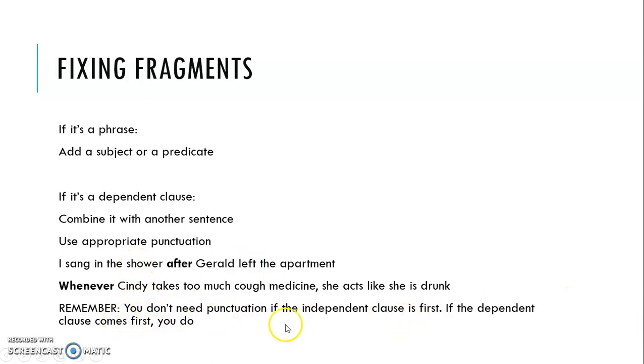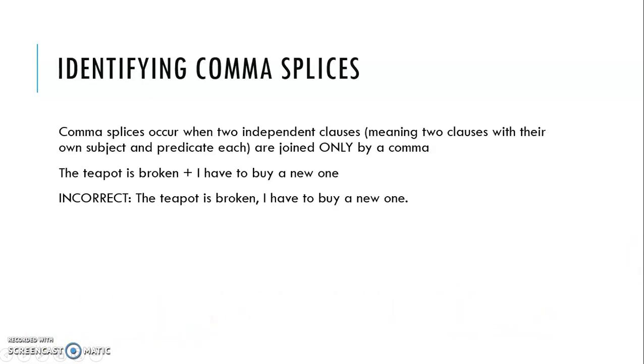You don't need punctuation if the independent clause is first. So we've got a dependent clause that begins with the word if, and we've got another dependent clause with the word if. If the dependent clause comes first, comma, you do. See? You can remember it by looking at that. That's not a very strict rule.